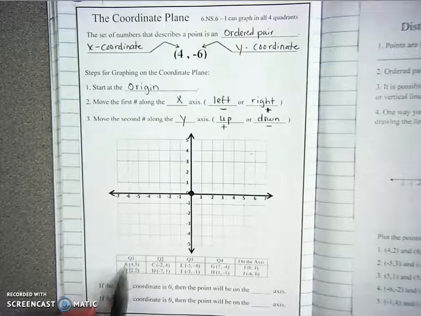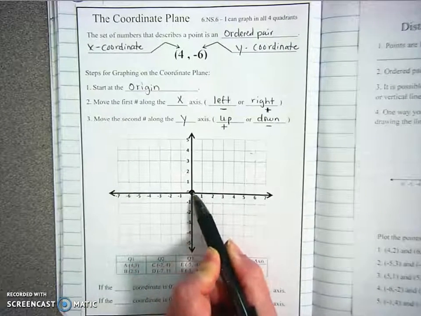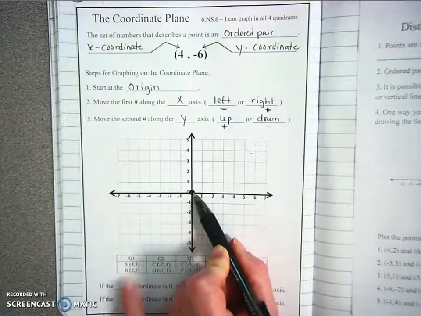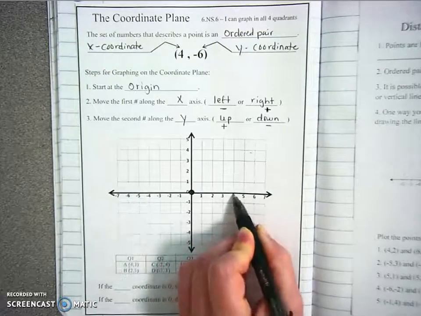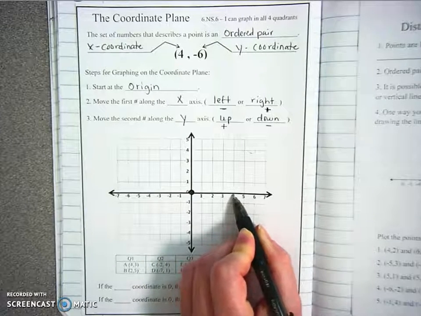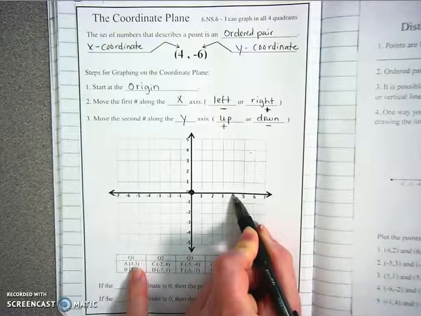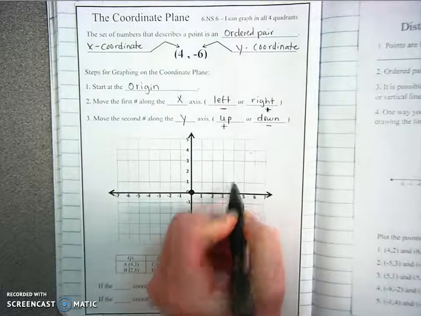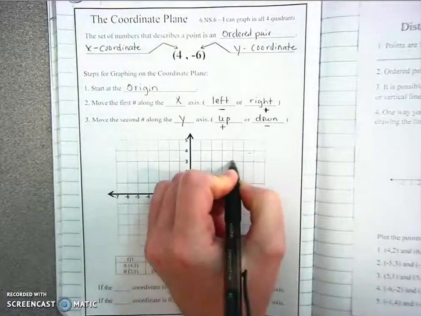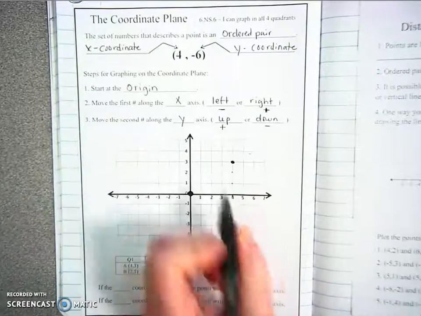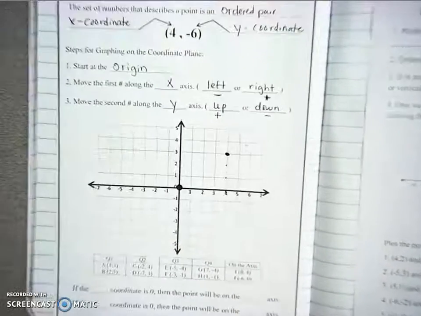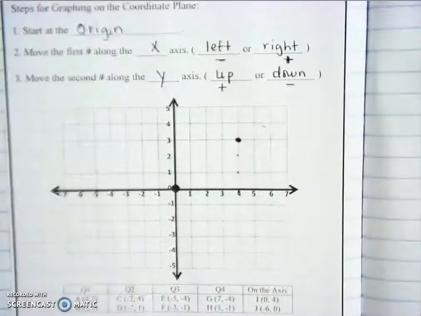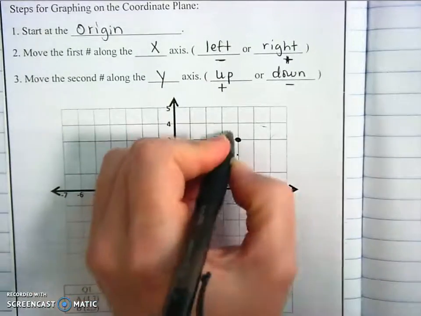Well, point A, you're going to start at the origin. We always start here. Then we're going to go left or right, but this is a positive integer, positive 4. So I need to go to the right up to 4 and stop right here. Next, I need to go up and down to talk about my positive 3. Positive 3 means I'm going to go up 3 units. 1, 2, 3. And then I put a dot right there on the coordinate plane. Let me get closer so you can see.